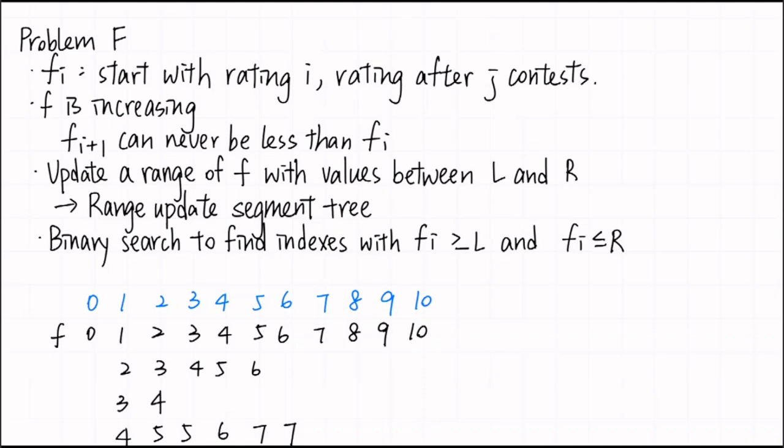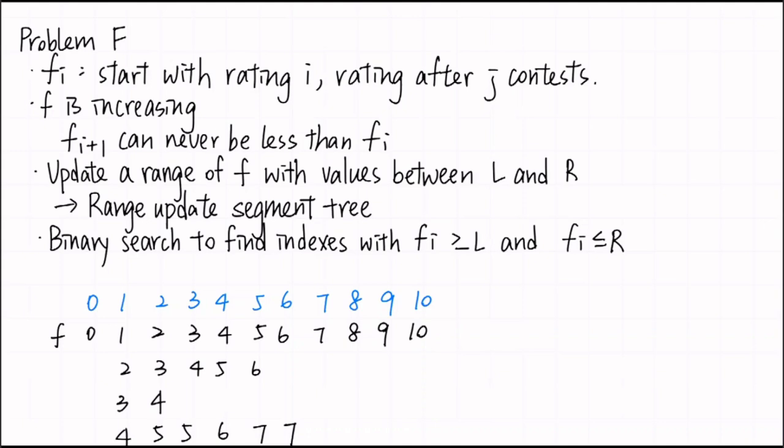So for this problem, we can keep track of a value f_i, which is: if Takahashi starts with a rating of i, what is his rating after j contests? So f_i represents his rating after j contests, and we can just process all the contests in order from 1 to n. And in the end, after we've processed all the contests, f_i would just be the end rating after all of the n contests if he started with a value of i.